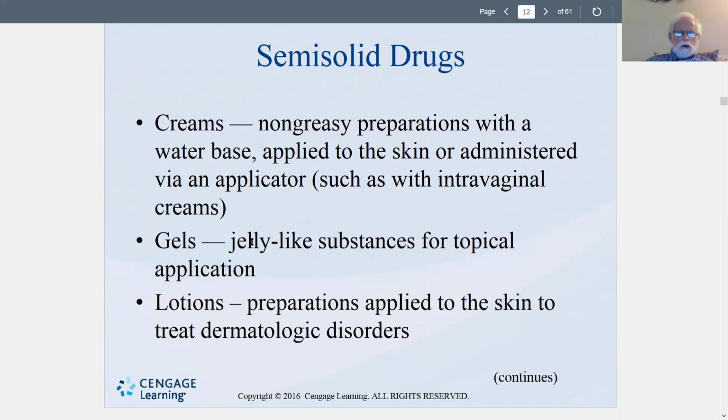Gels are, again, jelly-like substances. One of the most common is the product BioFreeze that we used for aching muscles. We rub that on. It smells strongly of mint, or menthol rather, and it causes a bit of a local inflammatory response in order to get blood flowing into an area that needs repair. Lotions are, again, mixes of oil and water, but they tend to be dry when they go on.